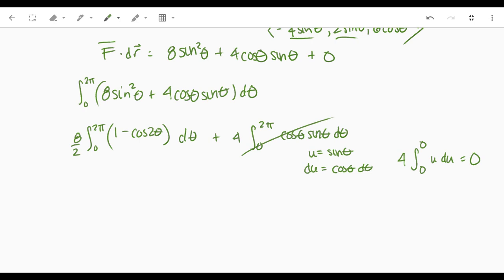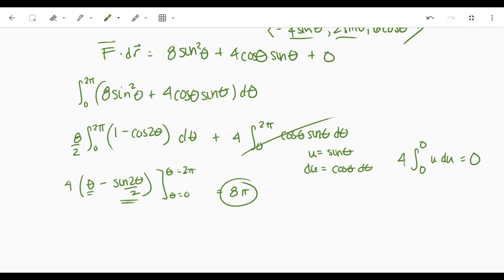So then all we need to do over here would be 4 theta minus sine 2 theta over 2 from theta equals 0 to theta equals 2 pi. And again, for that second piece there, if I plug in 2 pi or 0, I get 0. So all I really need to worry about is plugging in 2 pi for theta. So that is 8 pi. Okay, so we did our line integral around the boundary.